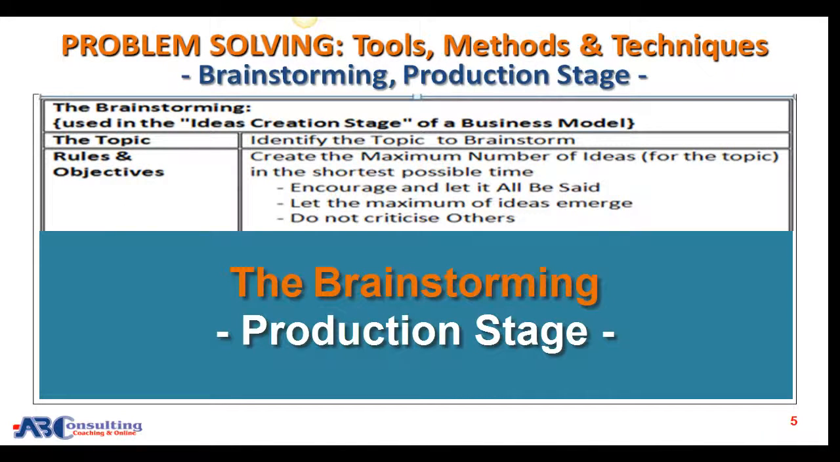Okay, let us look at brainstorming in the production stage. First, the topic. We identify the topic that we need to brainstorm. Then we would like to introduce here some of the rules and also identify the objectives of the brainstorming session. These are in this column. The objectives are to create the maximum number of ideas around the topic in the shortest possible time, though.